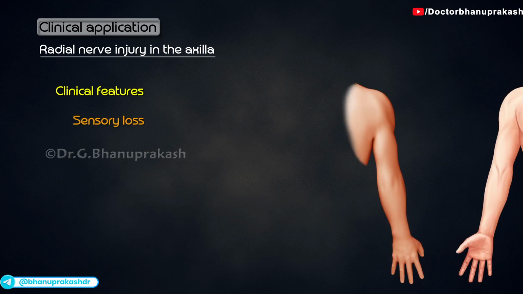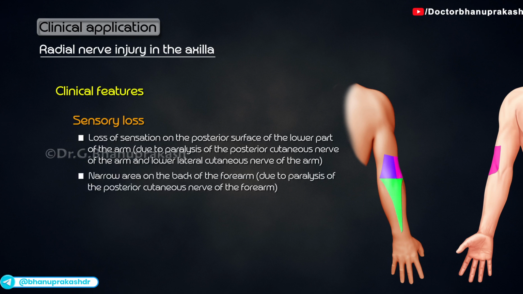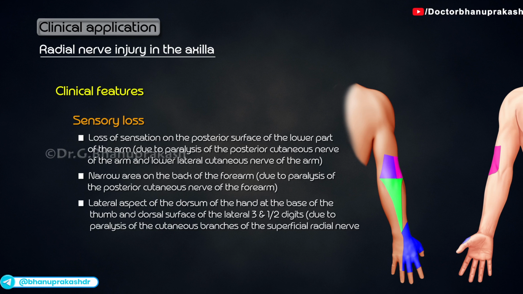Sensory loss. Loss of sensation is present on a small area of skin on the posterior surface of the lower part of the arm. This is due to paralysis of the posterior cutaneous nerve of the arm and lower lateral cutaneous nerve of the arm. Along a narrow area on the back of the forearm due to paralysis of the posterior cutaneous nerve of the forearm, and on the lateral aspect of the dorsum of the hand at the base of the thumb and dorsal surface of the lateral 3.5 digits. This is due to paralysis of the cutaneous branches of the superficial radial nerve.